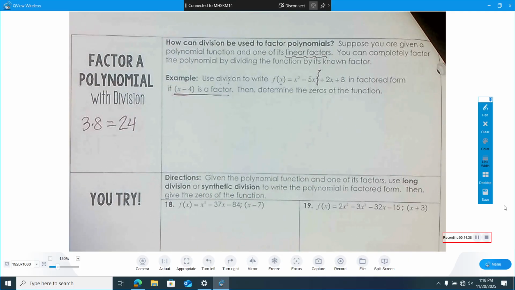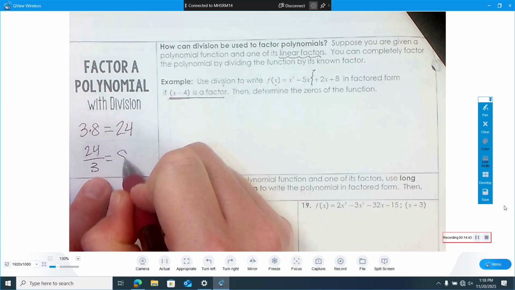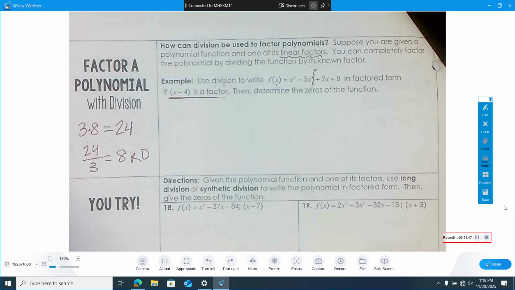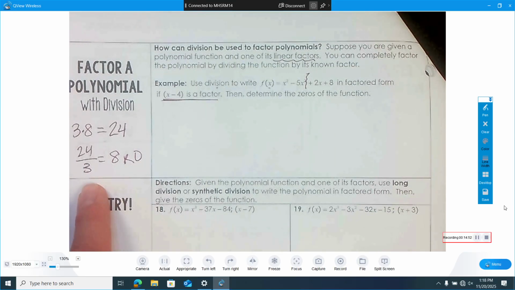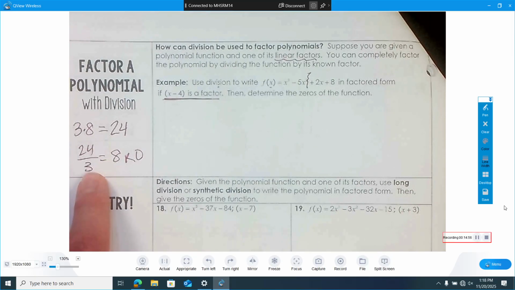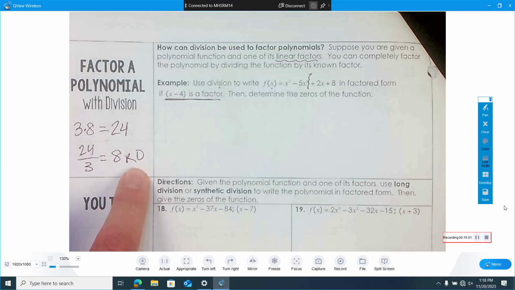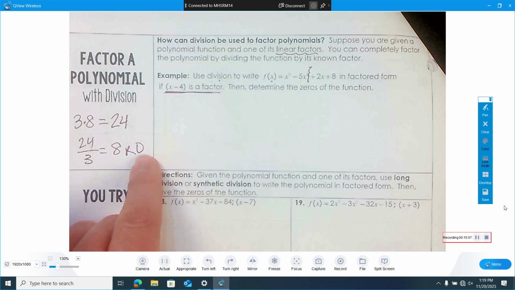And what's nice is if you know you have a factor, if we do division, we would get 8 remainder 0. So if you know you have a factor, then we also know that we're going to get a remainder of 0 if we divide, because that's what factors are. All right, 24 divided by its factor of 3 goes in 8 times with no remainder. That makes sense, right? Okay. So if we are told we have a factor, then I know if I divide, I should get a remainder of 0.